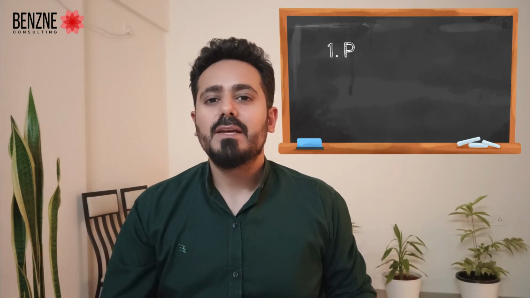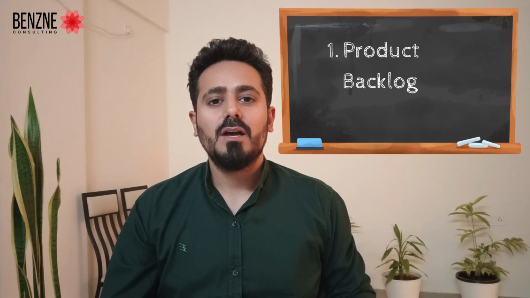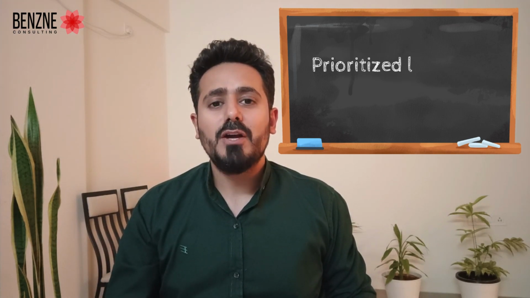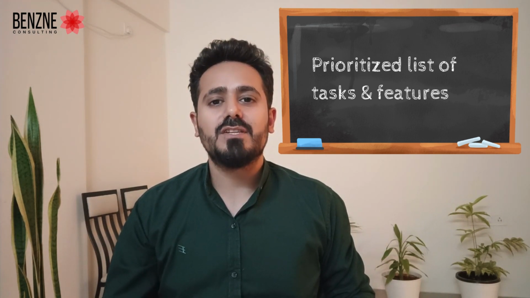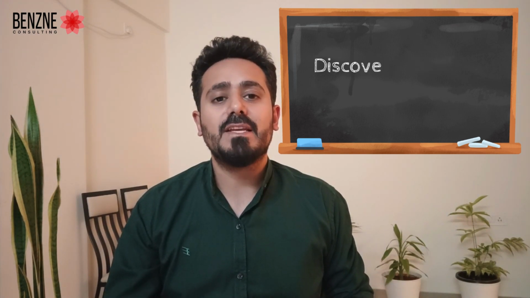Let's also have a look at the artifacts which are used in a Scrum framework. The first one is the product backlog. A product backlog is a prioritized list of tasks and features which is usually derived during the discovery session. It's a list of features and capabilities of a product being developed. And the biggest feature about the product backlog is that it continues to grow as the product develops and the team gains more clarity on the product and the market conditions.